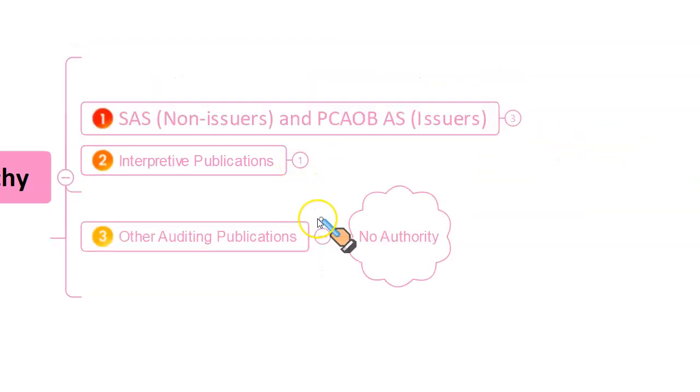And then lastly, we have other publications. They have no authority. They are just for guidance purposes, just for guidance, like articles in the Journal of Accountancy, CPA Letter, textbooks, and auditing publications. So they have the least authority. SAS and AS have the highest authority.